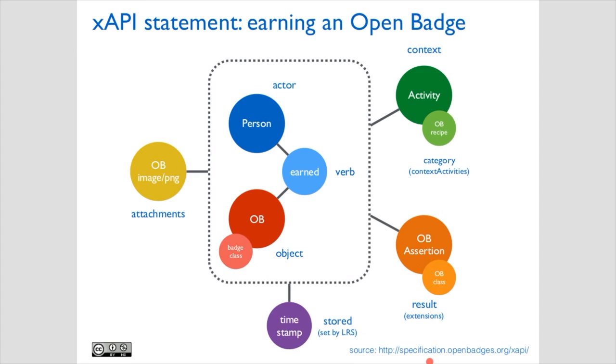Right. So in the center is really the core of what's required in the statement. A person earned an open badge, and that open badge has some information about its classification. Now, if the system that captured this didn't put in a timestamp with that, the LRS will add a timestamp, as a property called stored, which is required. That's set by the LRS itself. Every statement that is made with xAPI needs to have a timestamp.